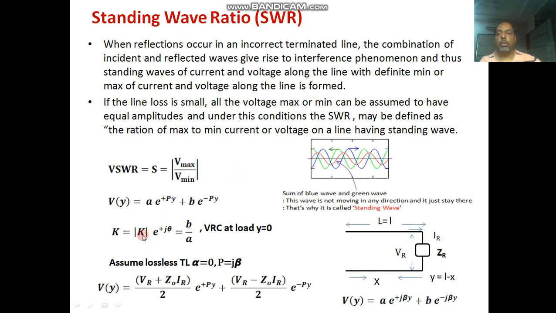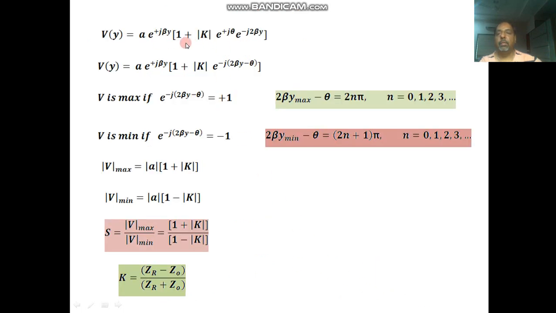And we know the reflection coefficient is nothing but the ratio of the reflected wave to the incident wave. So this will be b by a at load, where y is equal to 0. Reflection coefficient is a complex quantity, so we write it as mod k, its magnitude, and angle theta: mod k e to the power j theta. We put the value b equal to a mod k e to the power j theta in this expression.